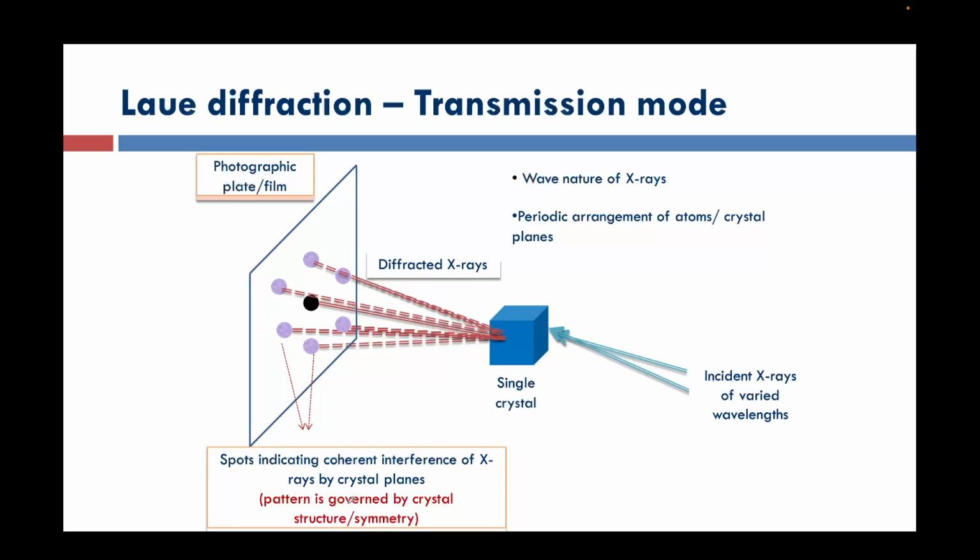His experimental setup is like this: incident rays of varied wavelength. He kept a single crystal. The single crystal was zinc blende structure, ZnS, zinc sulfide, and he used it in a transmitted mode, not in a reflected mode. He got to know that these spots indicate the coherent interference of X-rays by crystal planes. The spots he is getting are not randomly generated.